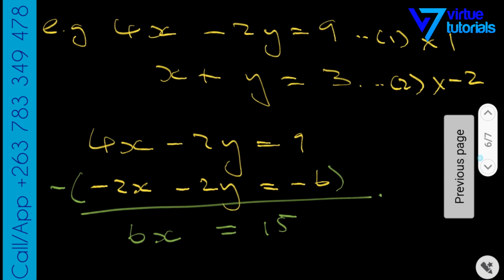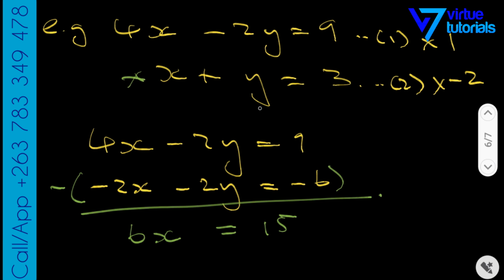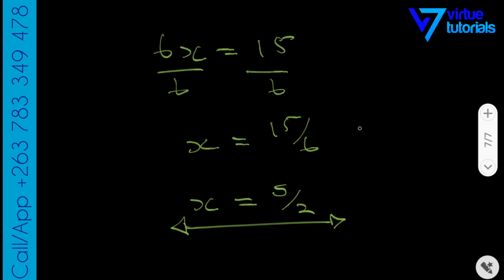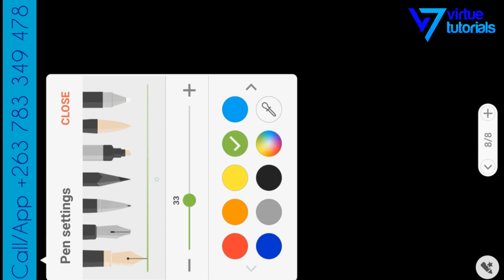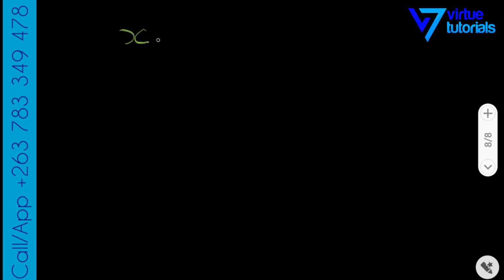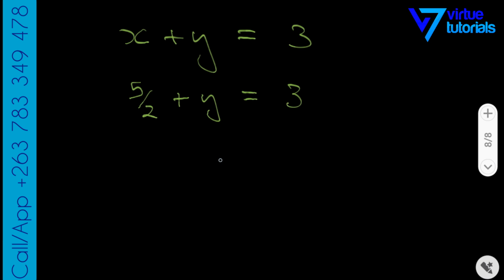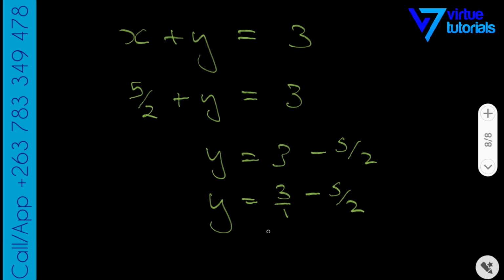I can go back into these equations and substitute for x so that I get the value for y. I can pick any equation. In this case, let's pick equation 2, x plus y is equal to 3. So equation 2 says x plus y is equal to 3. My x is 5 over 2 plus y, that's equal to 3. So y is equal to 3 minus 5 over 2. Y is equal to 3 over 1 minus 5 over 2.